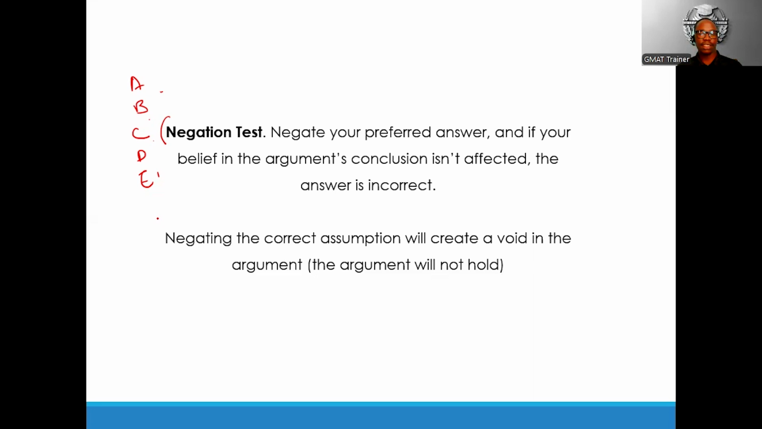So negating the correct assumption will create a void in the argument, meaning the argument will not hold. As I've said, assumptions link premise to the conclusion. These are the bridges. So if you negate this and you see there's no link, then be assured that it's correct. But if you negate this and you see the link has not broken, it means that in its positive form, this assumption does not link the premise to the conclusion.